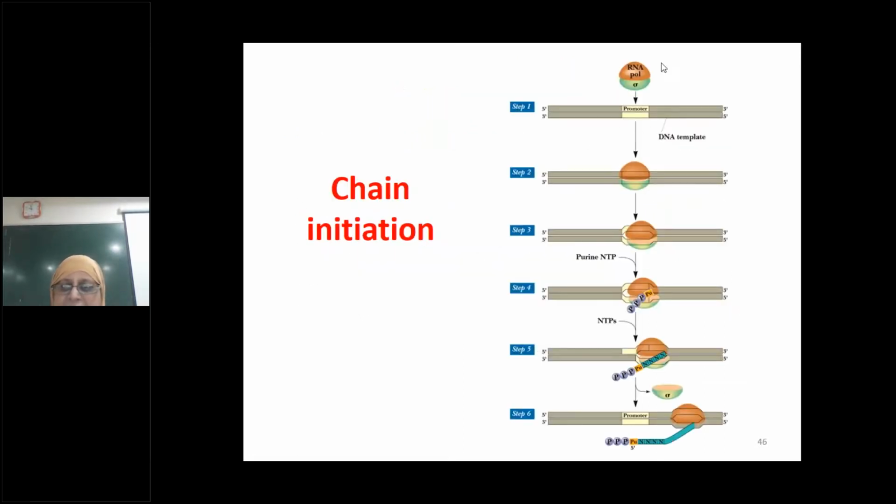Here you can see in the figure, this is the RNA polymerase, this is the sigma, and this is the promoter region where the sigma subunit binds, and here the transcription will begin once the core enzyme binds. This is the first purine nucleotide triphosphate that is being added, followed by formation of phosphodiester bonds. This will continue until 10 to 20 nucleotides are formed. Then the sigma factor will be released, and the RNA polymerase will move further along the DNA molecule.